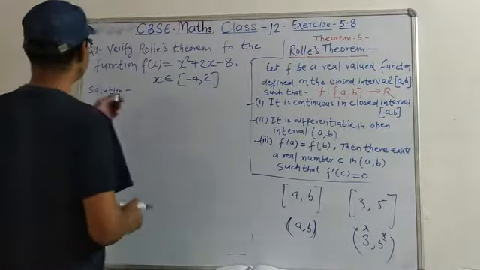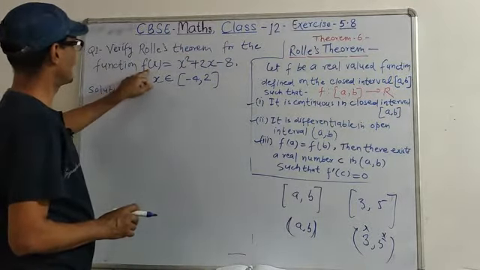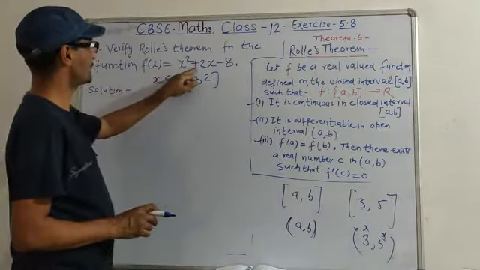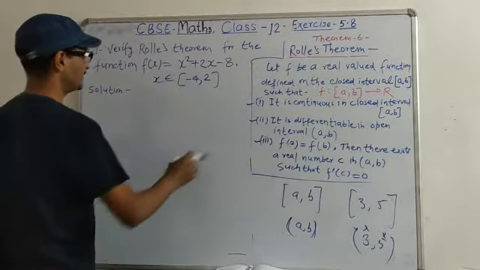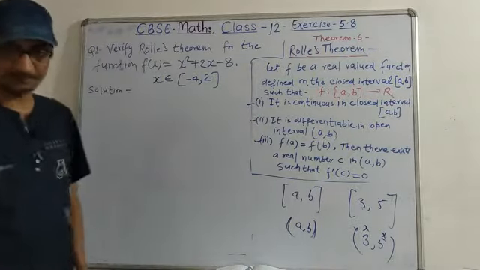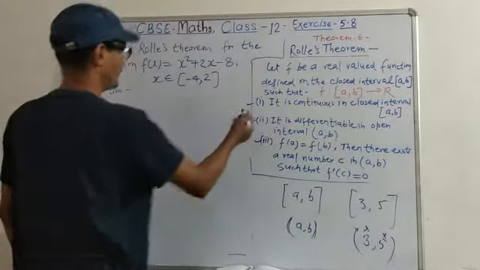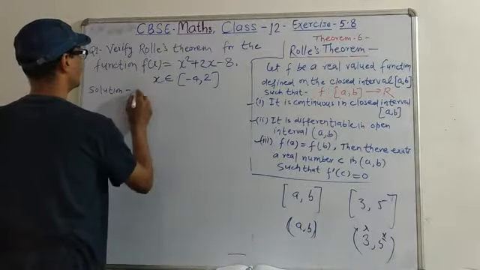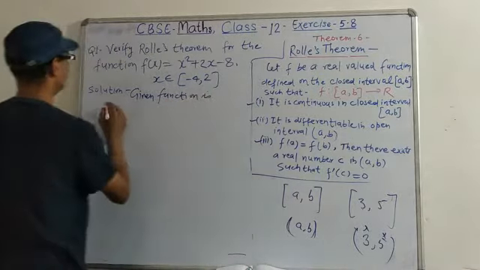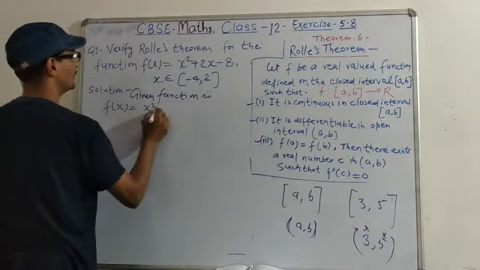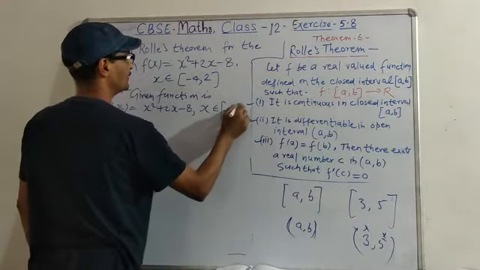So let's see question number one. Verify Rolle's theorem for the function f(x) is equal to x square plus 2x minus 8, and x belongs to [-4, 2]. It is a closed interval, so we have to check three conditions. First we check number one. First we write here the given function is f(x) is equal to x square plus 2x minus 8, and x belongs to [-4, 2].